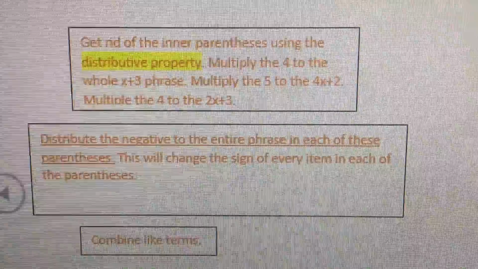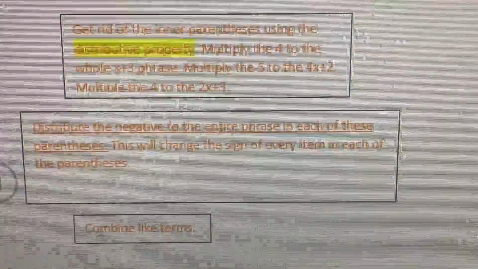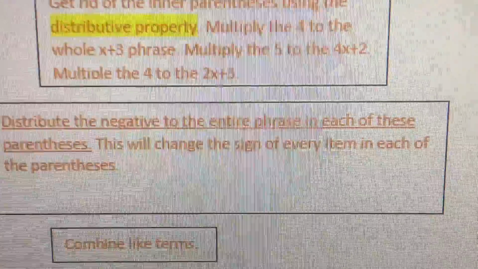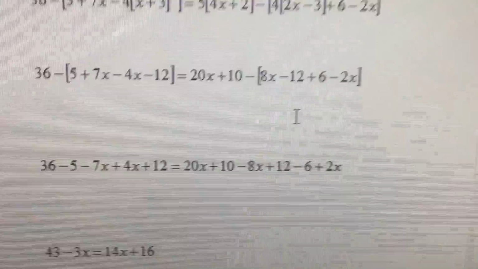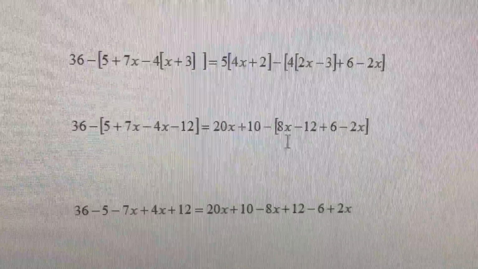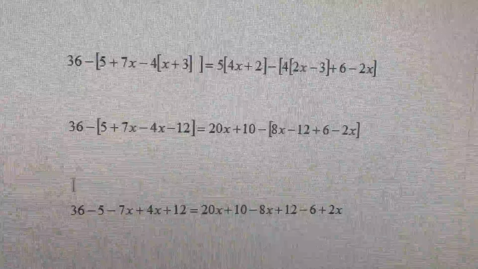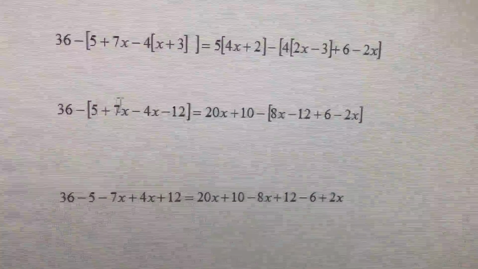Then, to get rid of those big parentheses, we're going to distribute the negative to the entire phrase in both sets of parentheses. This will change the sign of every item in the parentheses. So it's going to make everything the opposite because both of these here are negatives. So, negative distribute the whole way across.